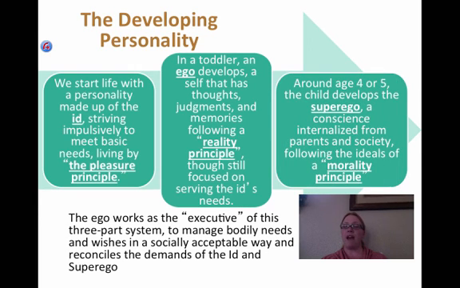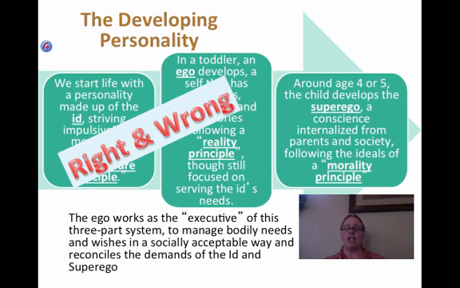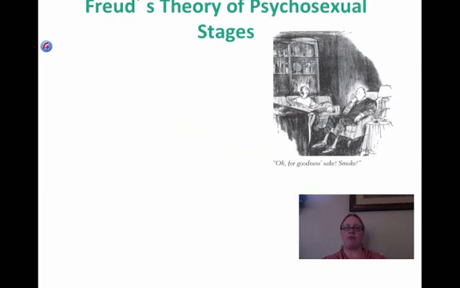Now, around 4 or 5, this is when we start to develop the superego, a conscience internalized from parents and society, following what we call the morality principle. So this is bigger than just us. It's about society. So again, the id is the pleasure principle, the ego is the reality principle, and the superego is the morality principle. And the ego serves as the mediator between the two. So again, the superego, this idea of right and wrong.